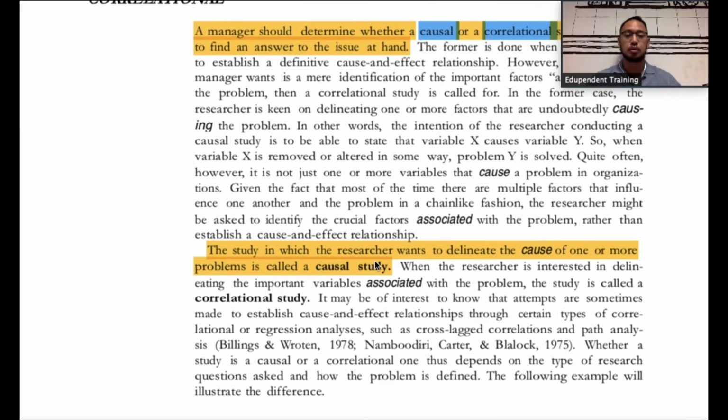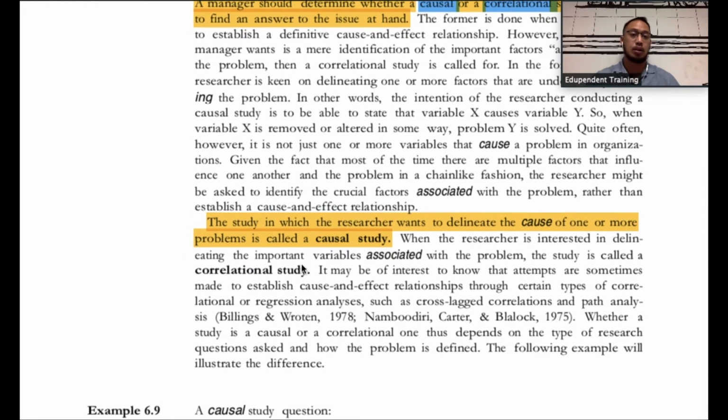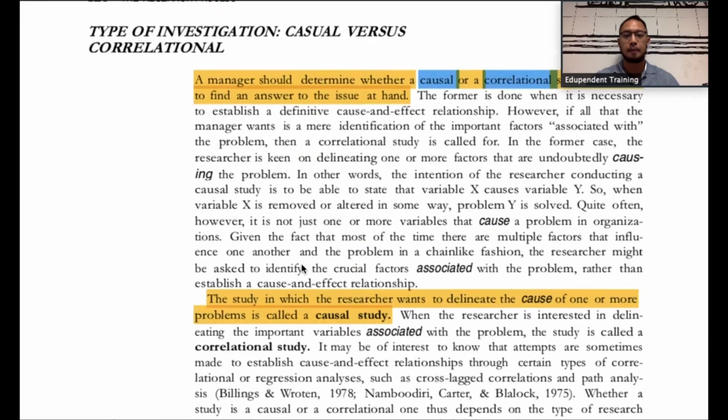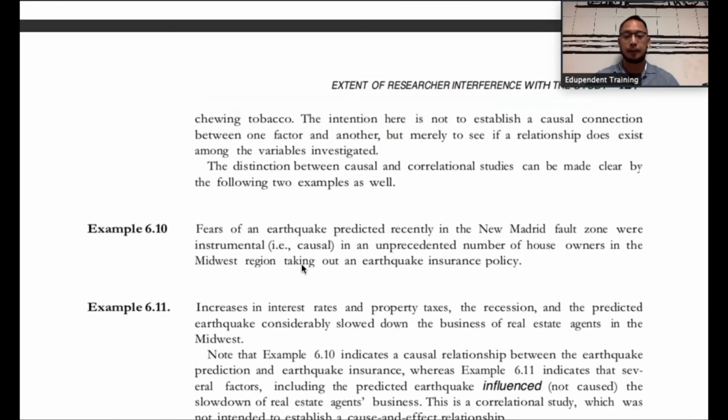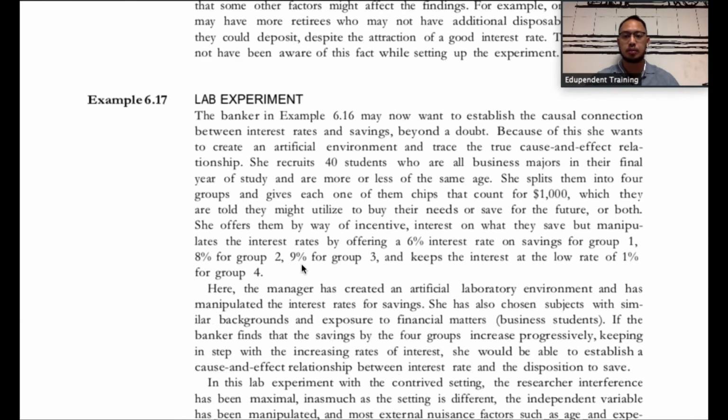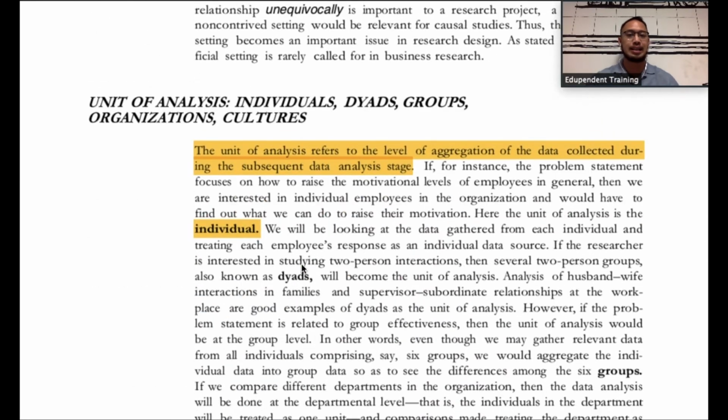The study in which the researcher wants to delineate the cause of one or more problems is called a causal study. Yeah? So not a correlational study. That will be the type of investigation. And then we are going to discuss regarding unit of analysis.